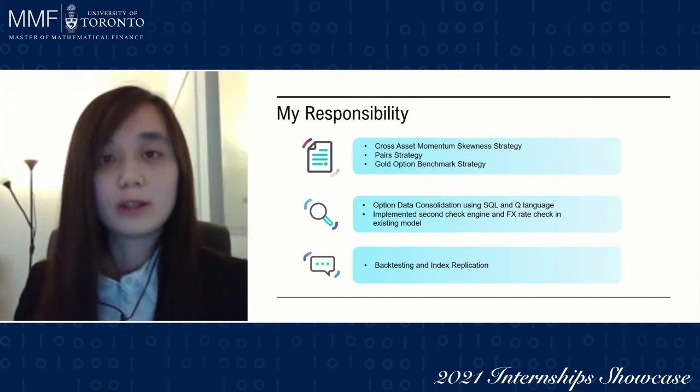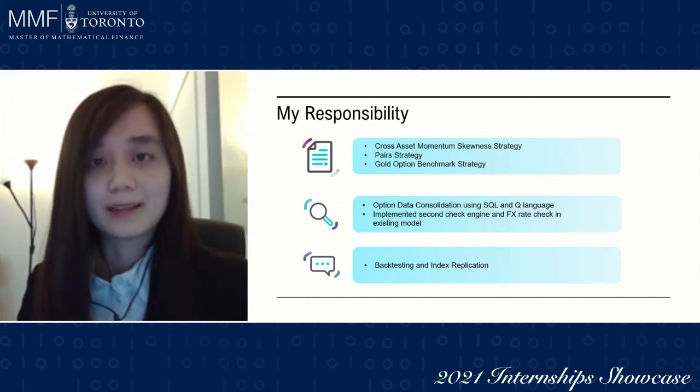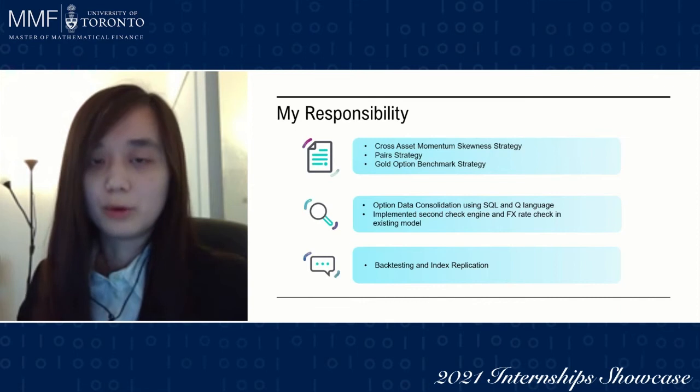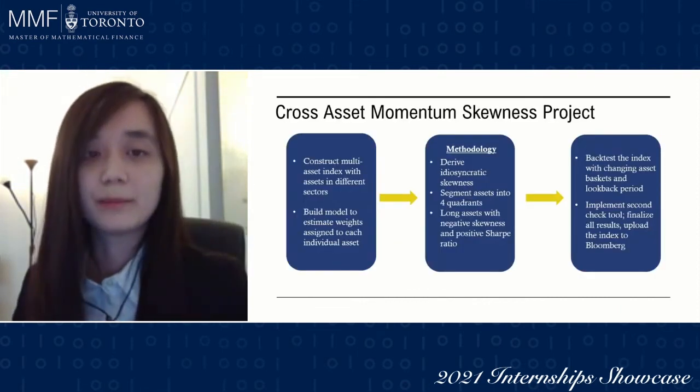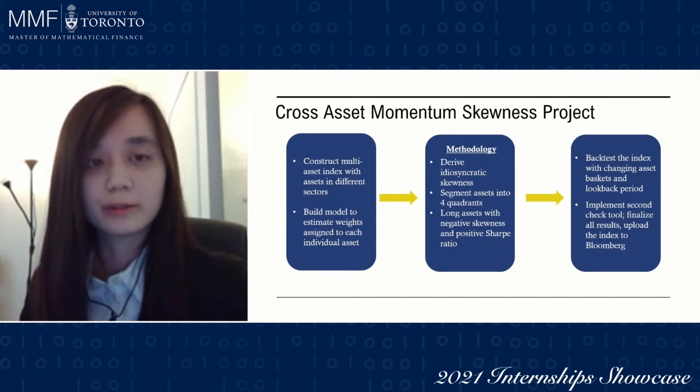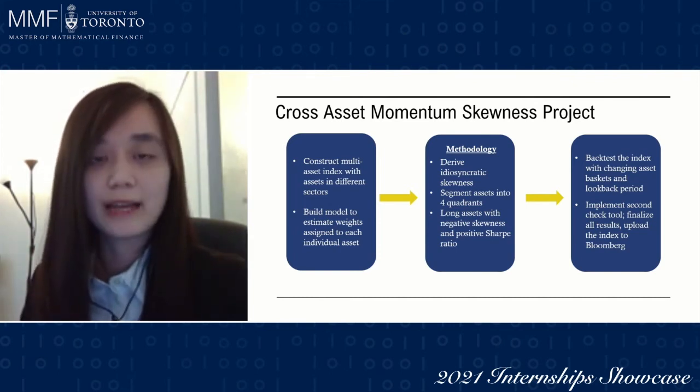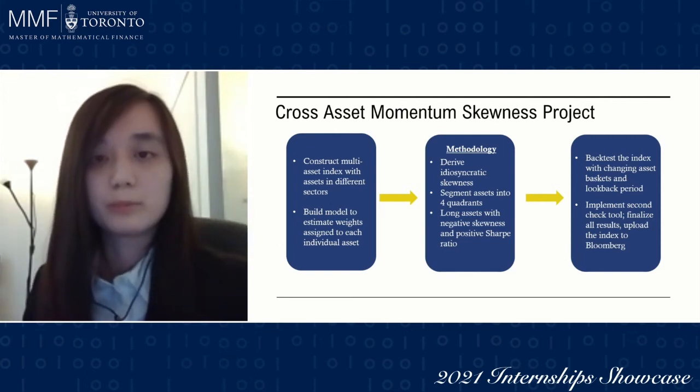And just before we finalize all the results, there's a lot of back testing to be done in order to support our methodology and to improve the strategy performance. So here's one example of the projects that I worked on during these 4 months, which is called the Cross-Asset Momentum Skewness Project. Research has shown that negative skewness means a smaller chance of extreme negative values, but a larger chance of positive values. So the main idea of this project is to benefit from a low idiosyncratic skewness and positive expected return or Sharpe ratio.